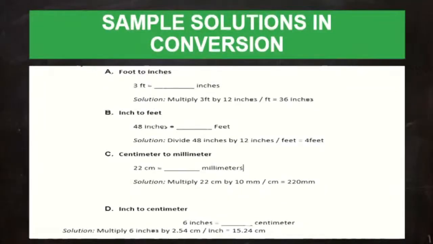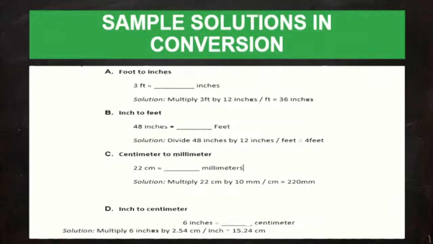Sample solutions in conversion. A. Foot to inches. 3 feet is equivalent to how many inches? The solution is, since 1 foot is equivalent to 12 inches, multiply 3 feet by 12 inches. The answer is 3 feet is equivalent to 36 inches.